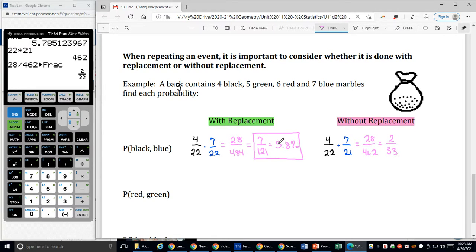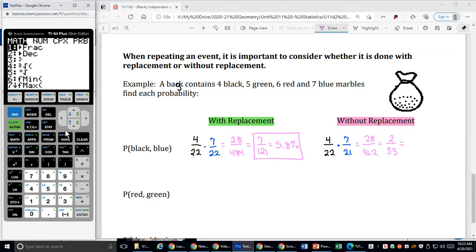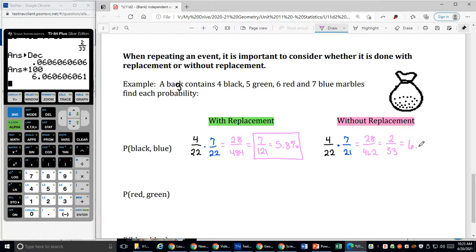Which until I make it into a decimal, it's kind of hard to see how much my percentage has changed. So let's see. I'm going to say math. Let's look at that as a decimal now. Multiply it by 100. And it is now 6.1, if I round to the tenths place, %.